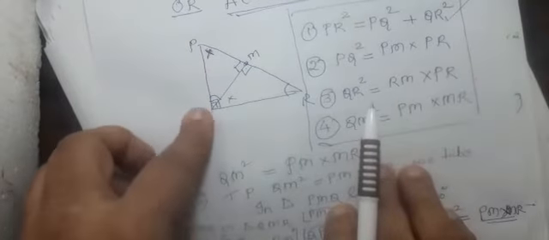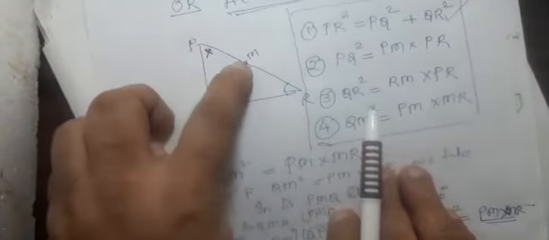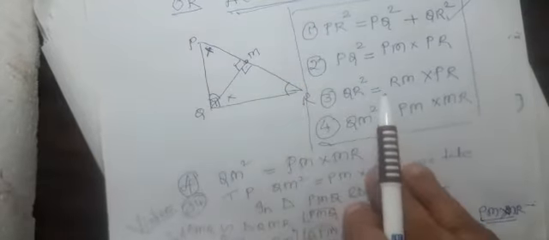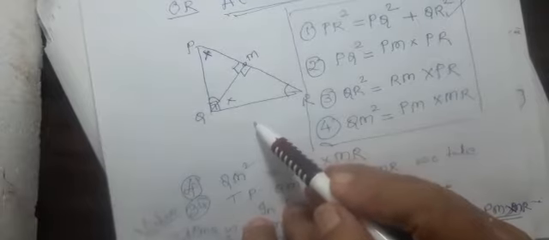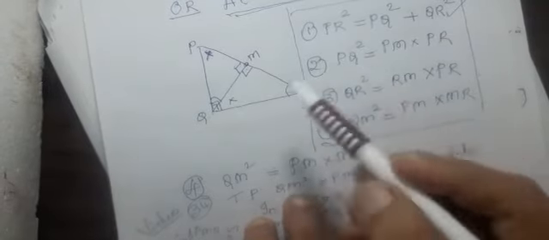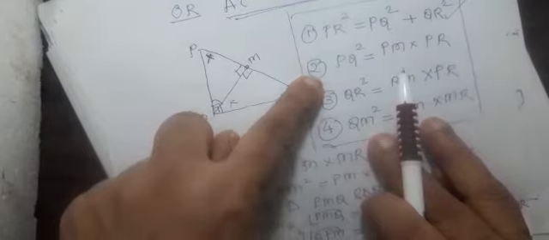When you see any figure, you must be able to tell the formula. So PQ squared will be equal to its part of the hypotenuse, as I am marking here, PM into the full hypotenuse. So PM into PR. That way you should remember. What is the formula for QR? QR squared is equal to its part of the hypotenuse, MR or RM, into the full hypotenuse, so into PR.